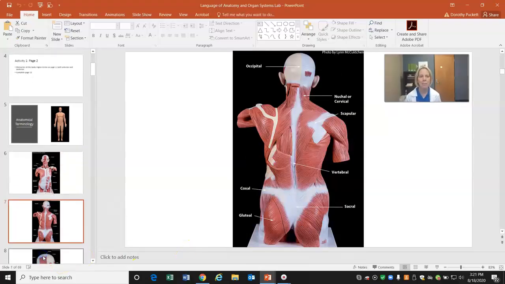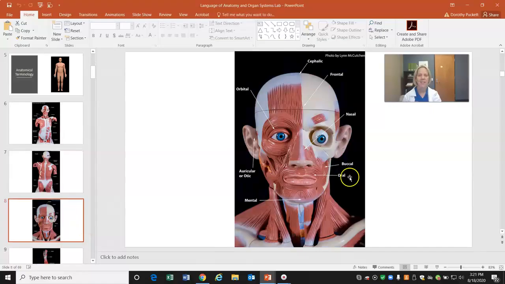Here's the back of the body where you can see the back of the head, the occipital region, and the cervical region, scapular region where your scapula, that's your shoulder blades here on the back, and then your hip is your coxal region. There's also a sacral region where a bone called the sacrum is found, and then also the gluteal region or the buttocks region.